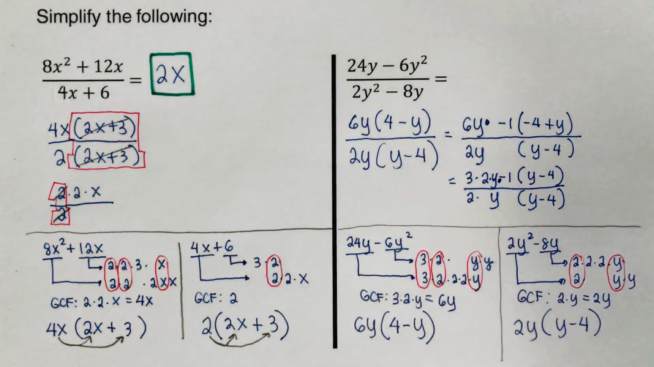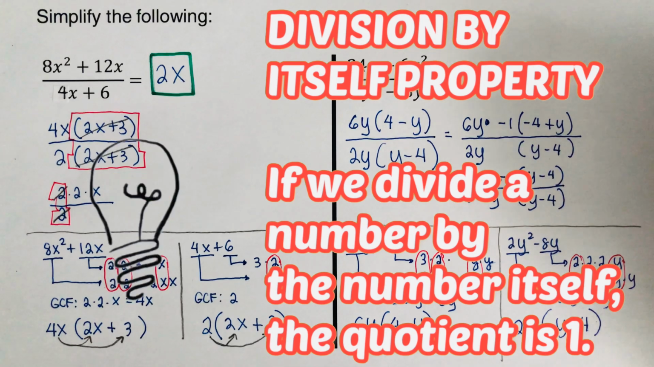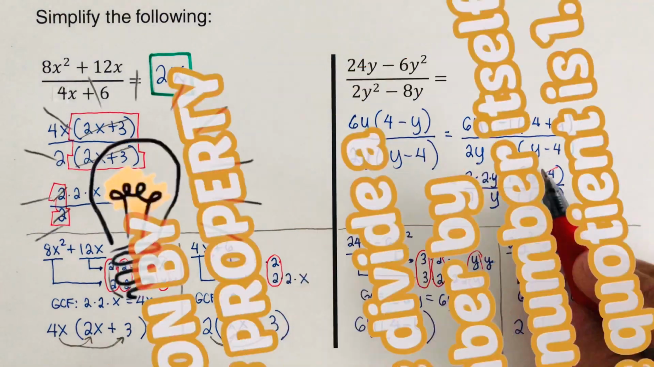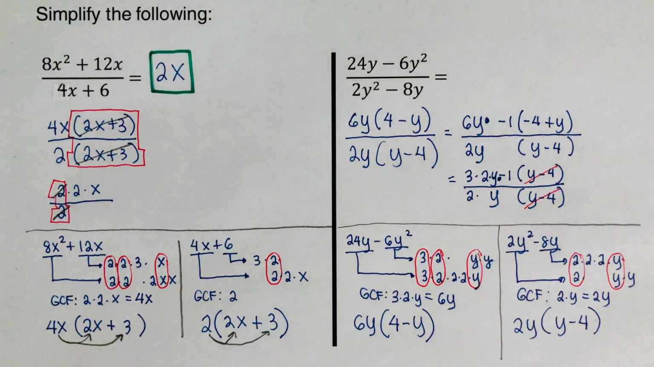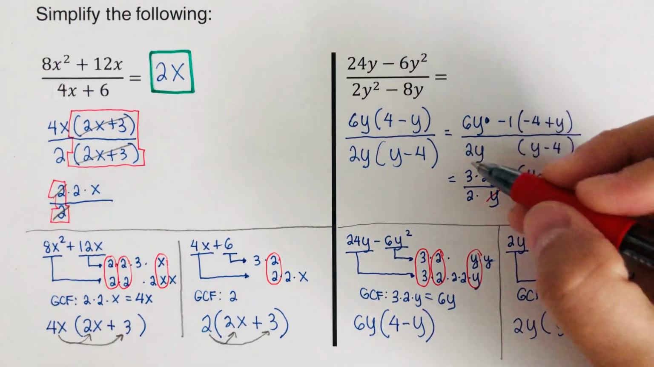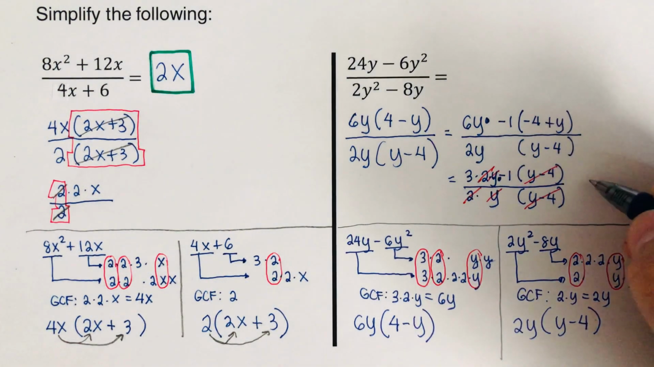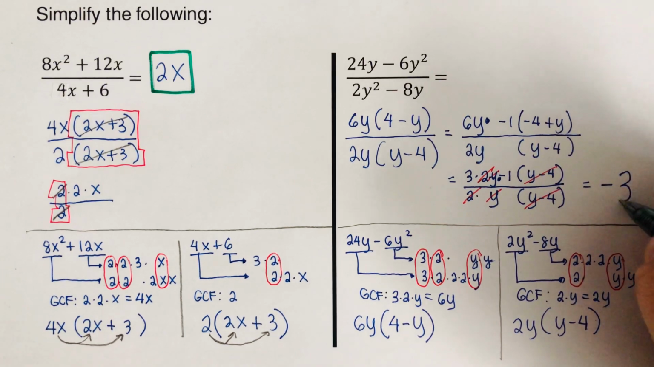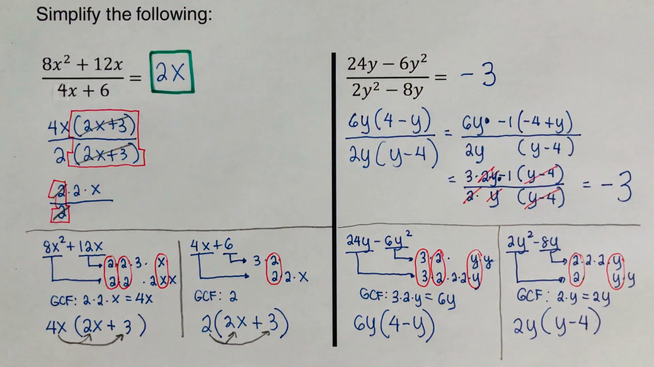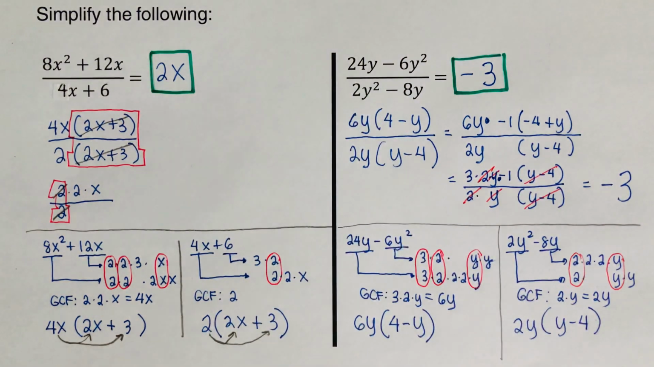So then this y minus 4 and y minus 4, using the division by itself property, that if we divide a number by the number itself, then the quotient is 1. So then we can cross these two out. Again, when we cross this out, we remember that it is 1. So then these two can also get crossed out, and the 2 and the 2 can also get crossed out. So we are left with 3 times negative 1, which is actually negative 3. So the final answer for this is negative 3. So this is the simplified version of this rational expression.